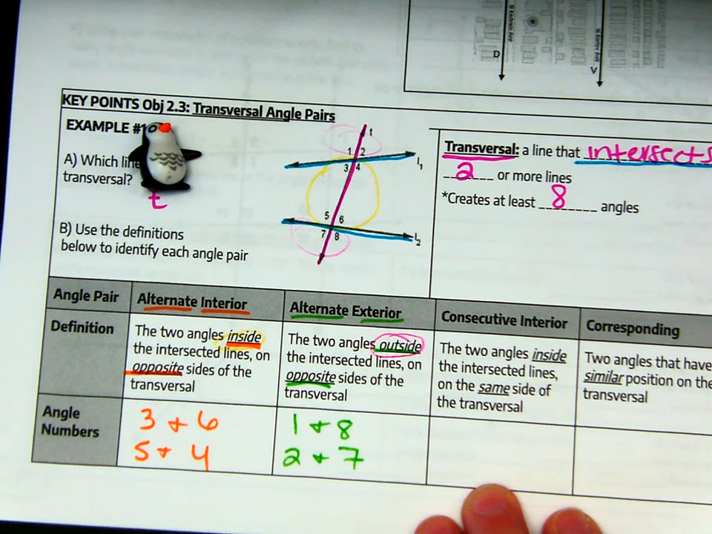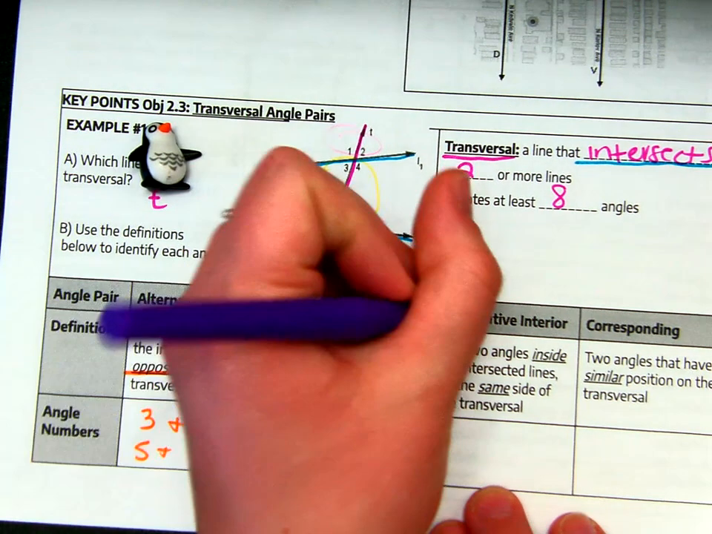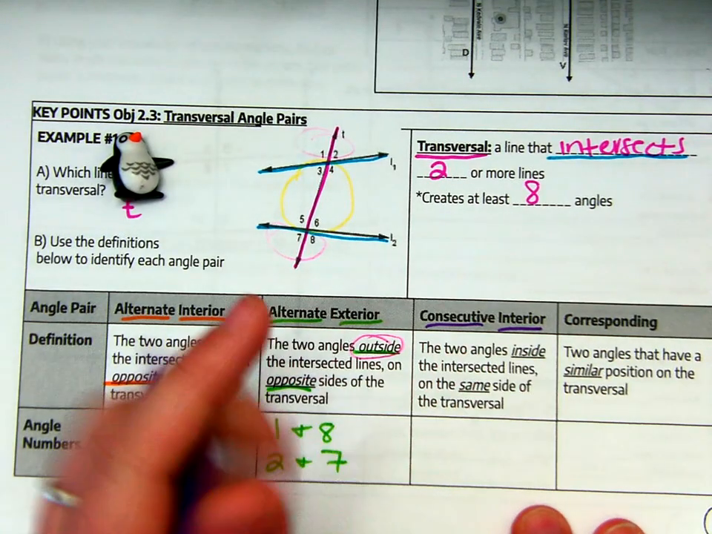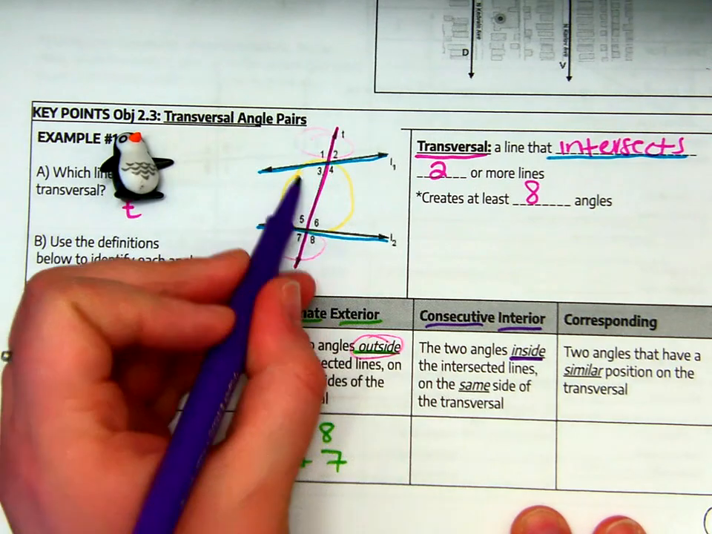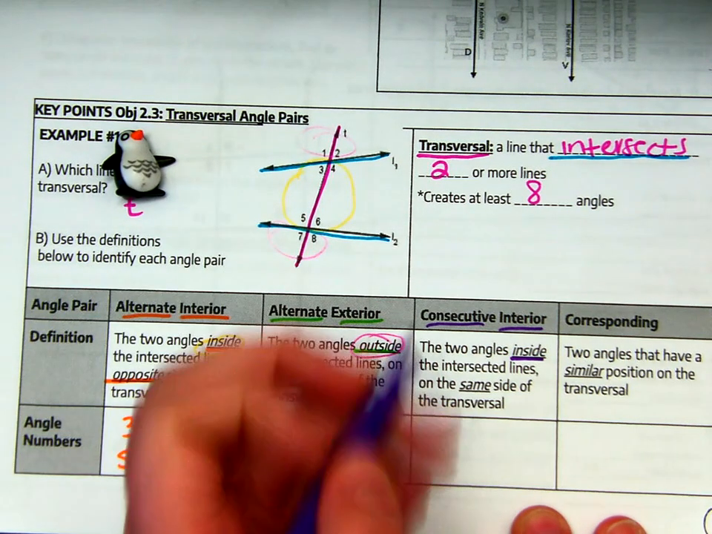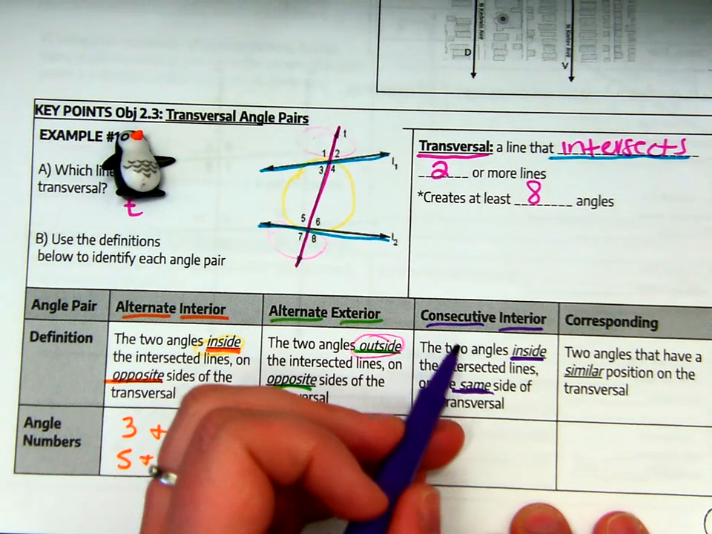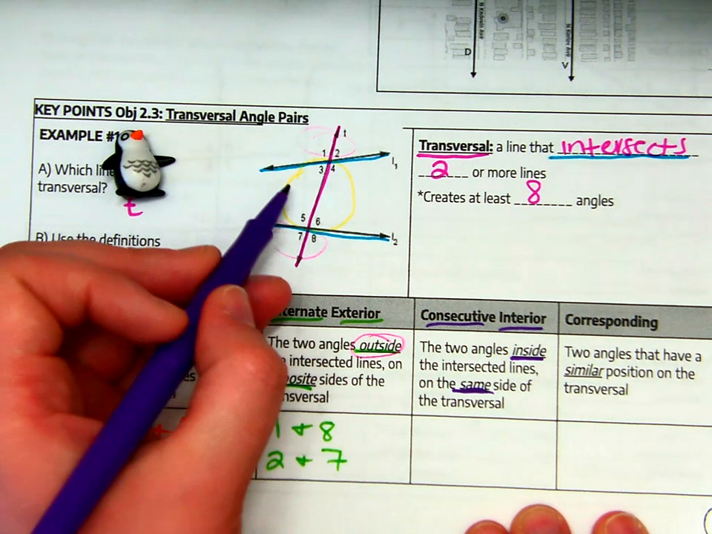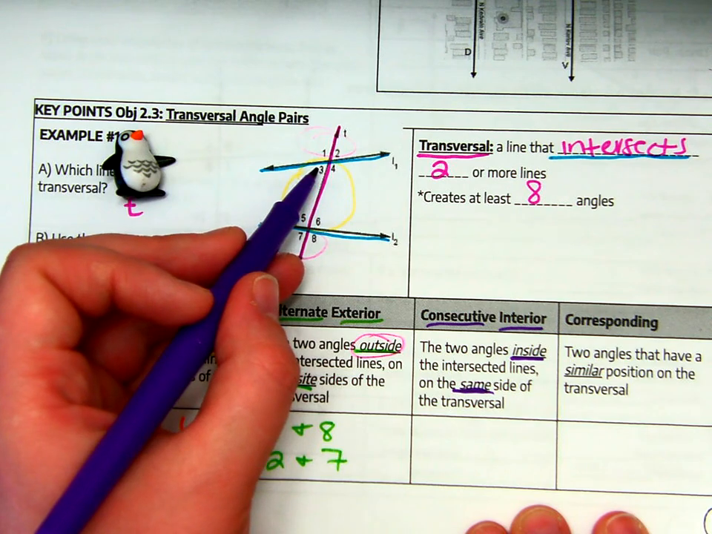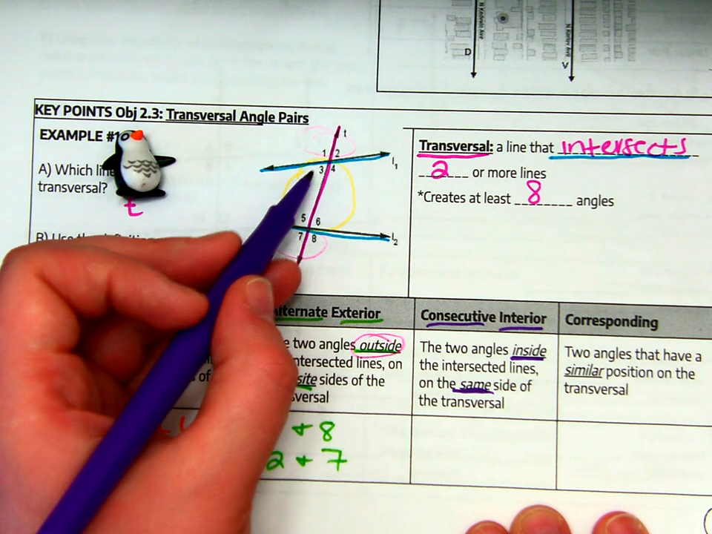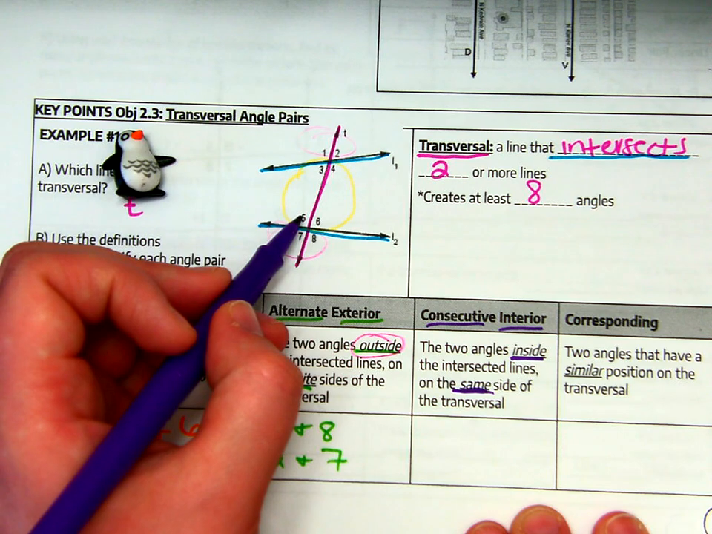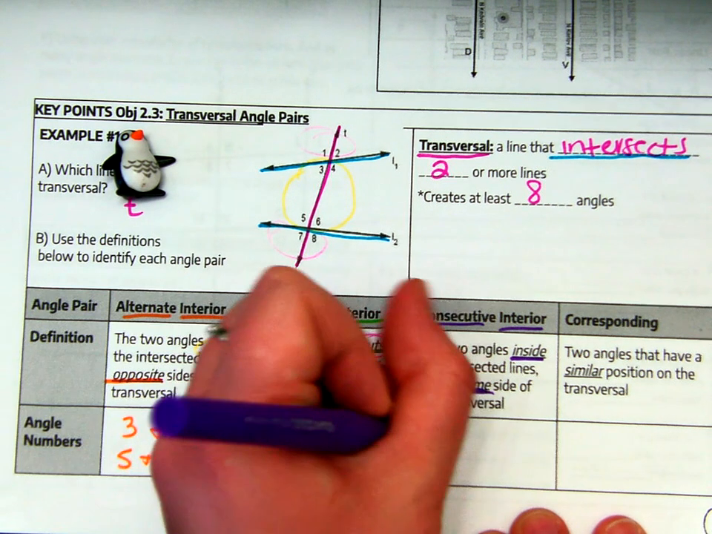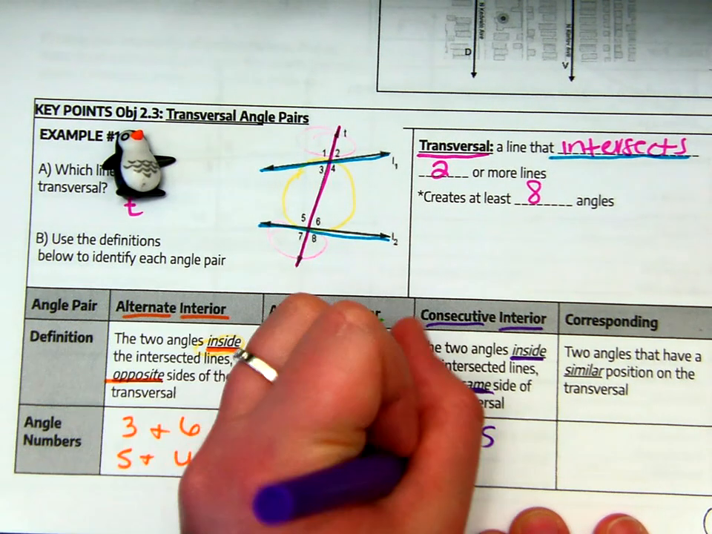Next is consecutive interior. Those are two angles inside the intersected lines, so interior, and on the same side of the transversal. 3 is on the left side of the transversal, and so is 5, so they're on the same side of the transversal. They're both to the left, and they're inside the intersected blue lines. So 3 and 5, and 4 and 6.